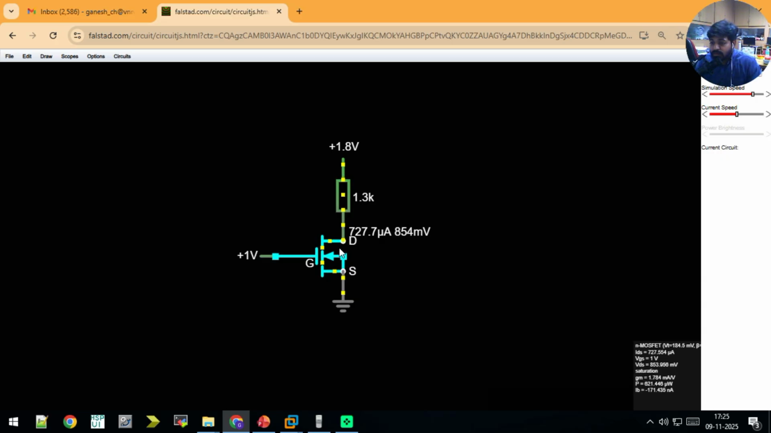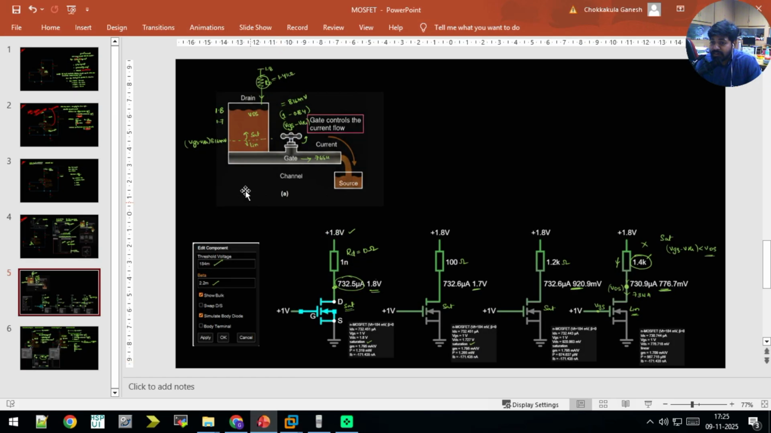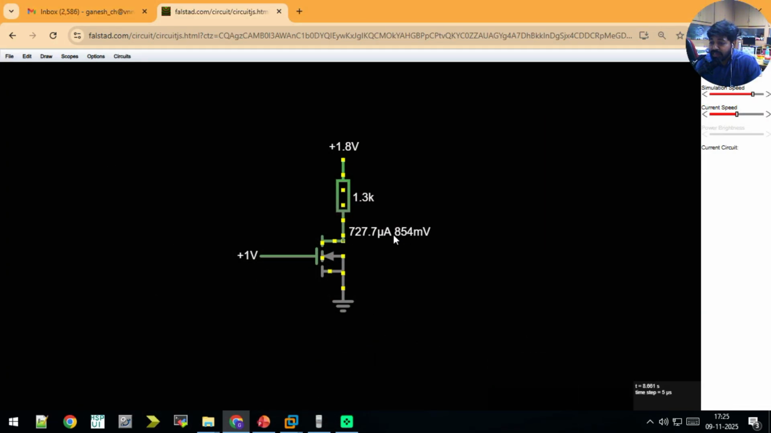So 854, as we are expecting, this water tank should have enough water so that it pumps the required current. As per the calculation we have done, the water level should be maintained at 816 millivolts. Since the resistance value is reduced, the water level is maintained at the expected value. With 854 maintained, we can now see the transistor is operated in the saturation region.